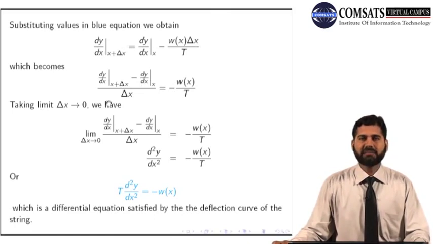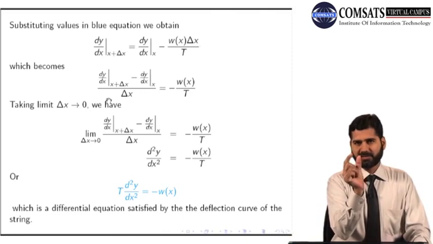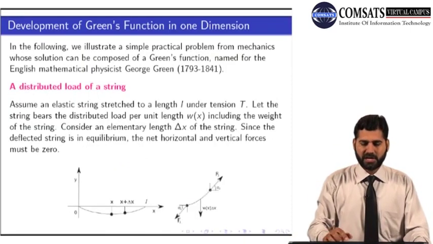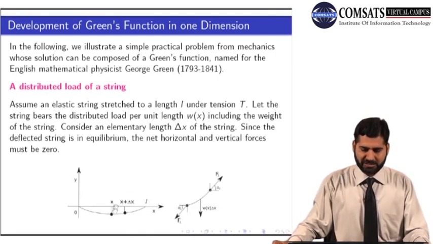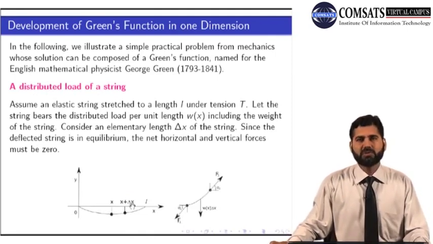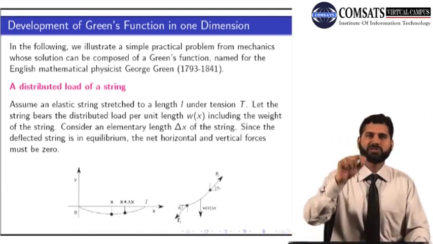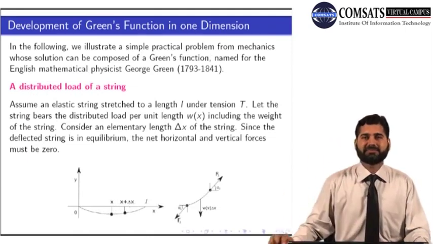And now if you take the limit as delta x goes to 0, delta x was a small element, so we want to see what is happening at the point x, right? We want to see what is happening at this point x. So what we will do is we will take the limit as delta x goes to 0, and this will give you the motion of the string at x.